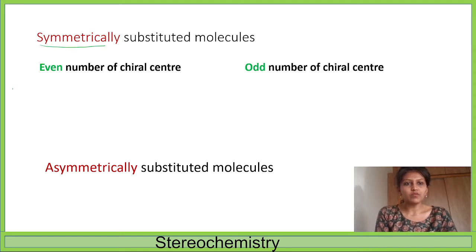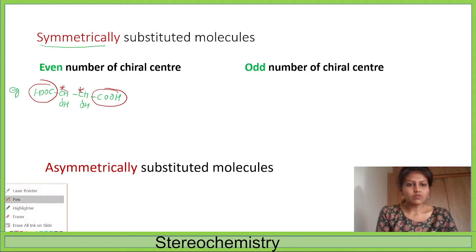So first of all I am giving one example. Tartaric acid, that is COOH, CHOH, CHOH, COOH. This is the formula of tartaric acid. Now, symmetrically substituted molecule: if the terminal functional groups are the same, then it is known as a symmetrically substituted molecule. Here there will be two chiral centers present, right? Even number of chiral centers with a symmetrically substituted molecule.